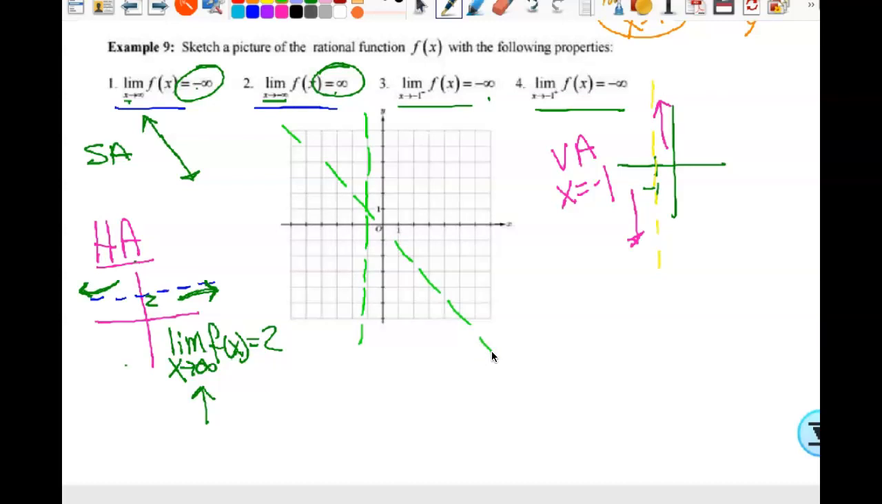Now, if it had given me some other numbers or something else, maybe I'd know something else, but I really don't know anything else. The other thing I know, though, because I got to get some sort of graph in here, is that, again, what's going on around this asymptote.